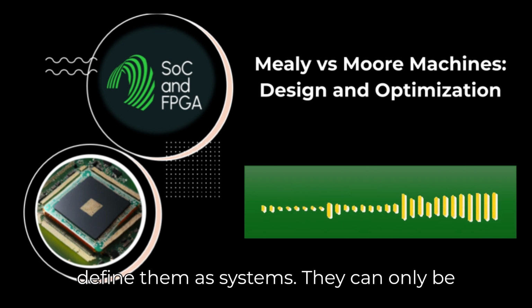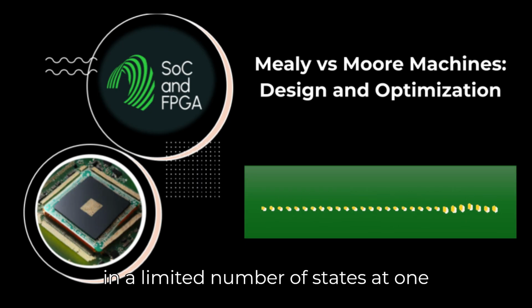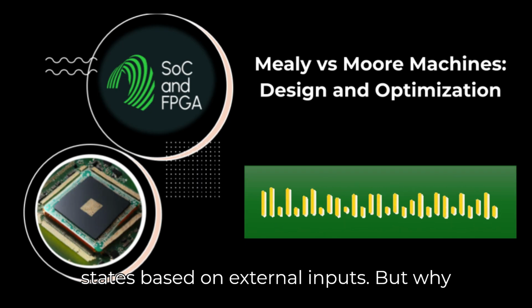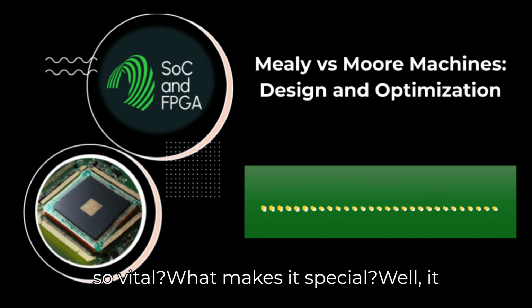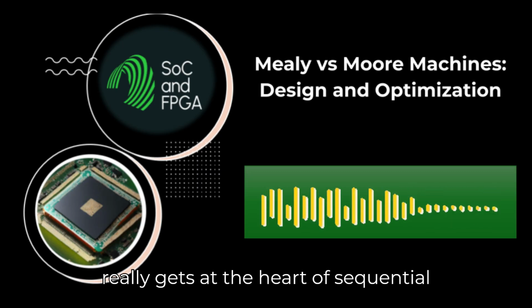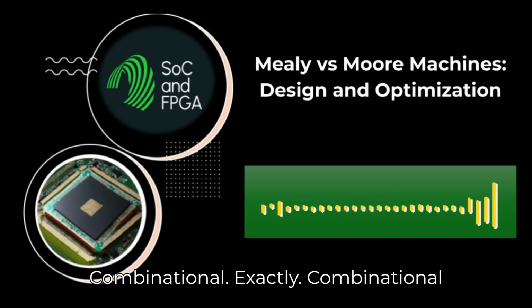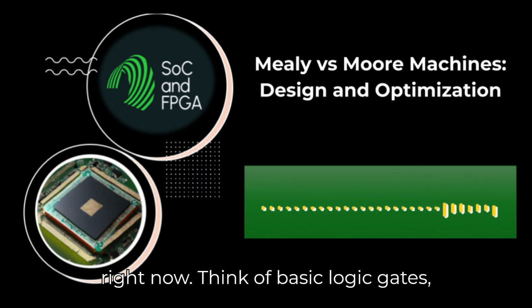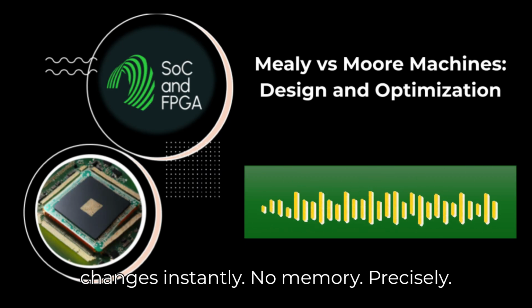Our sources define them as systems that can only be in a limited number of states at one time. That's right, a finite number of states, and they jump between these states based on external inputs. But why is this state-based approach so vital? What makes it special? Well, it really gets at the heart of sequential logic. Sequential versus what? Combinational. Exactly. Combinational logic just reacts to what's happening right now. Think of basic logic gates, AND, OR, or NOT. Input changes, output changes instantly.